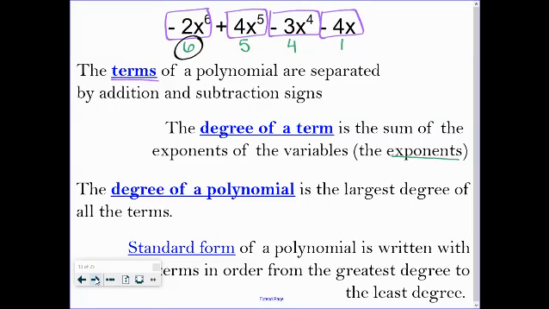Okay? Also, standard form is when a polynomial is written with the terms in order from greatest degree to least degree. So notice up here, I've got 6, 5, 4, 1. Okay, so that's written in standard form. The largest exponent, or the largest degree, comes first, which is 6, then 5, then 4, then 1. So that is what it means to be written in standard form.